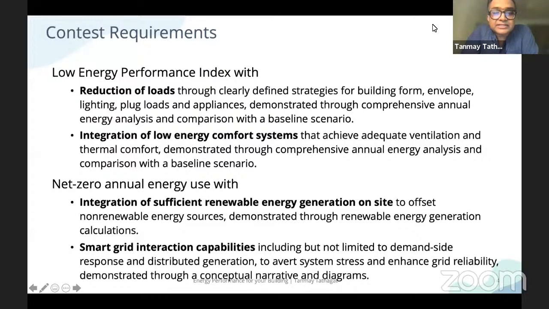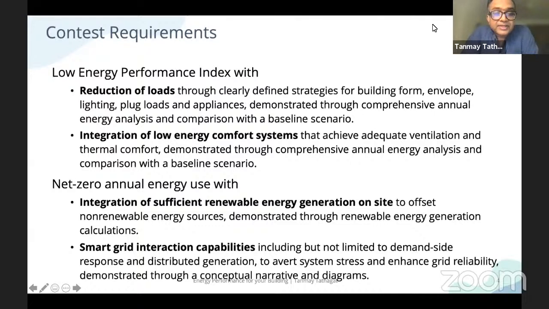Here we're saying that reduce your load through better form and envelope. Envelope means all the walls, windows, roof, the skin of the building, and lighting. Plug loads means all the equipment that you plug into the wall that are not necessarily a part of your design, but which the occupants will require, so televisions and computers and printers, servers, etc. Similarly, appliances. And you have to do this through an annual analysis. You have to essentially show that your energy use in all of these things is low.